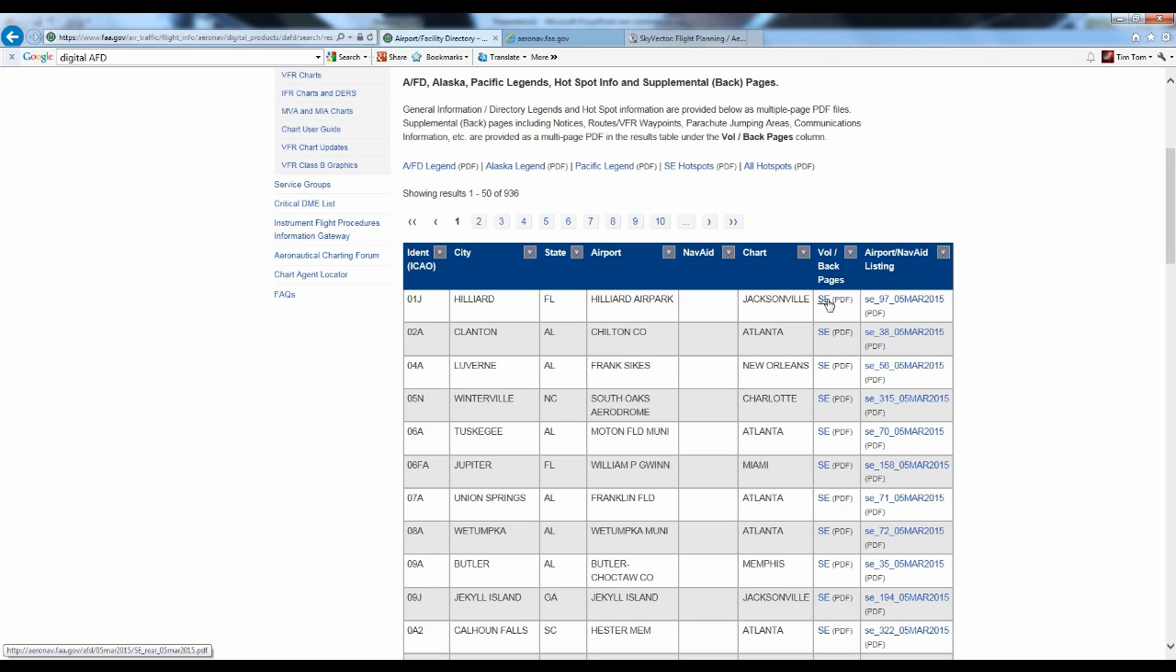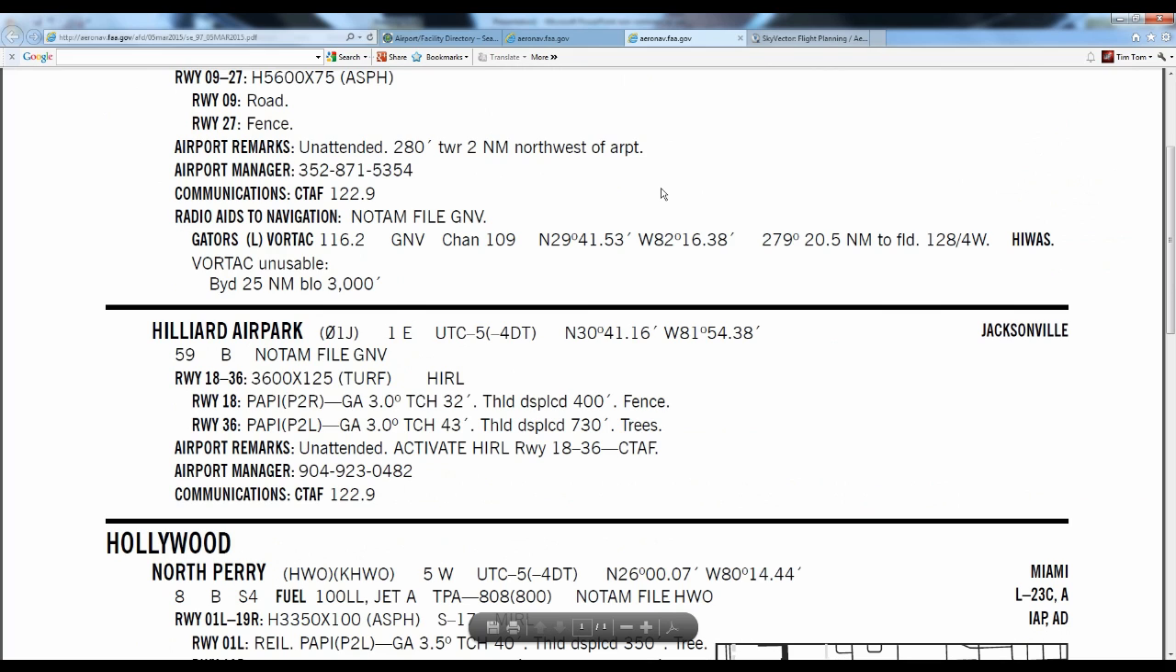So this is Hilliard Air Park. I went straight to the information page by clicking on SE. Oh, that's not the information page. Sorry. This is the information page. So for Hilliard Air Park, you go straight to its information page in the column Airport Nav-Aid Listing. Clicking that takes you right to that airport's information page. As you can see, this one doesn't have a diagram, a little sketch. It just has the information about the airport. So 01 Juliet, 59 feet, NOTAM file Gainesville. There's the runway. That has a displaced threshold. It's a turf runway. Unattended, active high-intensity runway lights, airport manager's phone number, all that fun stuff.